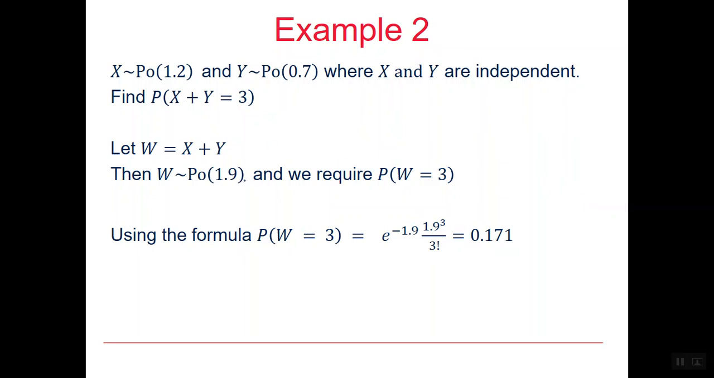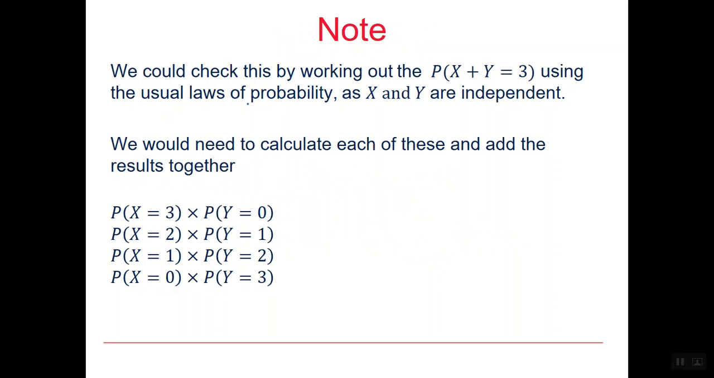So here it is written out neatly. You can see our new parameter is 1.9 here. And in this case, it shows how the formula could be used. But obviously, you get the same answer whichever way you do it. Now, you could check that this is correct by actually working out all of these individual probabilities, multiplying them, summing them, and you will get the same answer as you got previously. So you could use this to check if you wanted to.